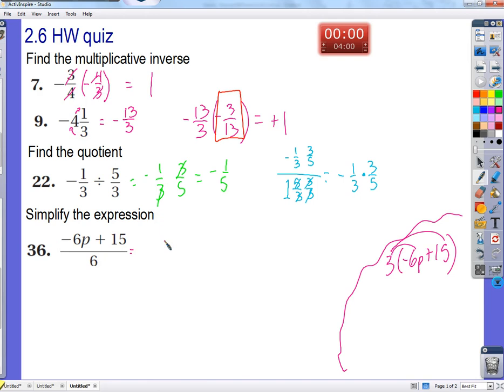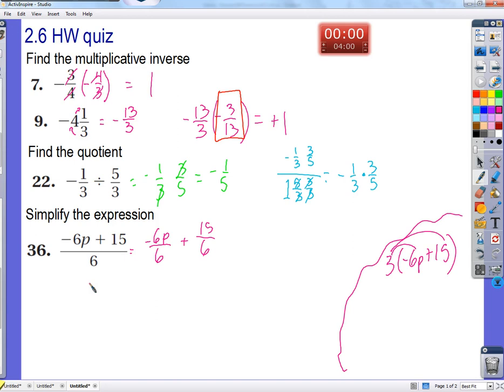Okay, so you can write it like this. Negative 6p over 6 plus 15 over 6. Same exact thing. You can think of it this way. Here's a fraction. Here's a fraction. And what do these two fractions have in common? The denominator. If I add them together, hey, look, that's what I'll get. I'll add the numerators together. The denominator will stay 6.